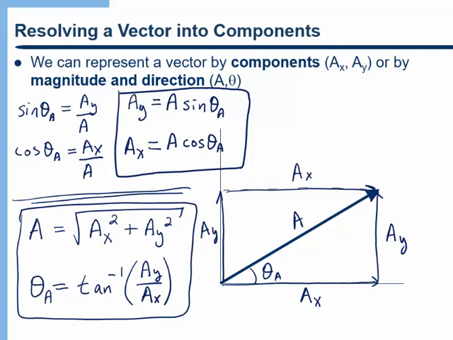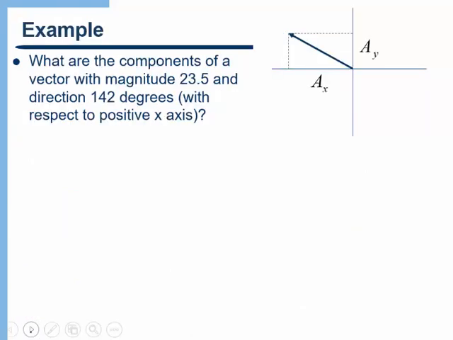So notice we now have a way to go from components to magnitude and direction, or from magnitude and direction to components. And you're going to find that we do that a lot. In fact, in almost every two-dimensional problem, you'll be having to do this process. Let's look at an example. Again, we want to make sure that our calculators are in degree mode. Why don't you go ahead and see if you can do this on your own. Pause the video and then start and see how you did.